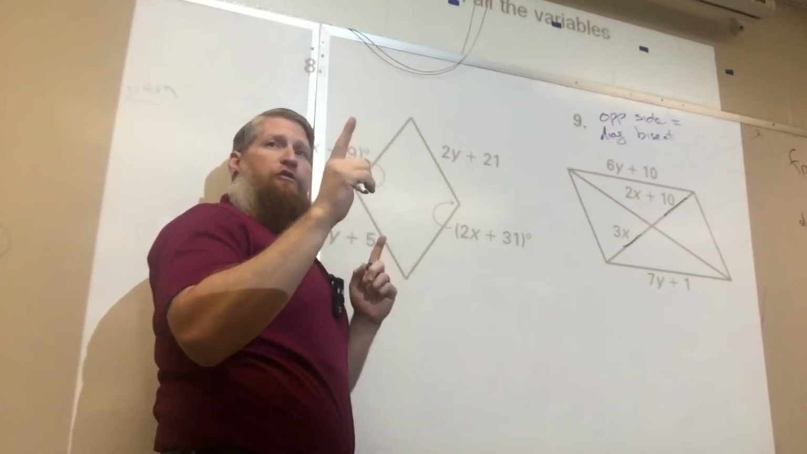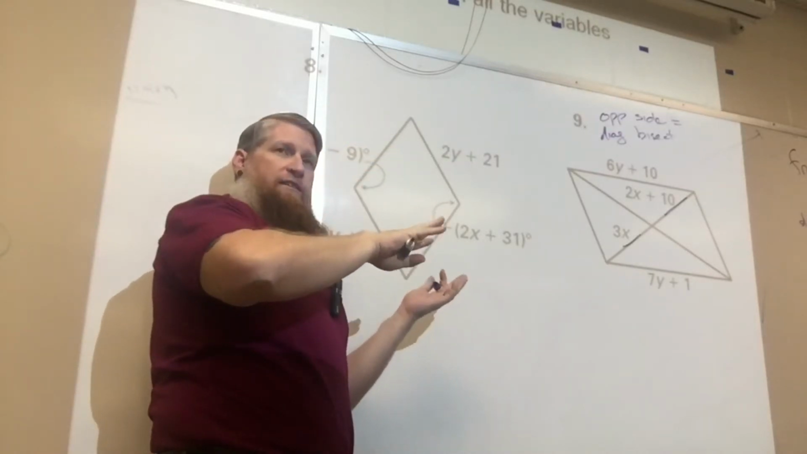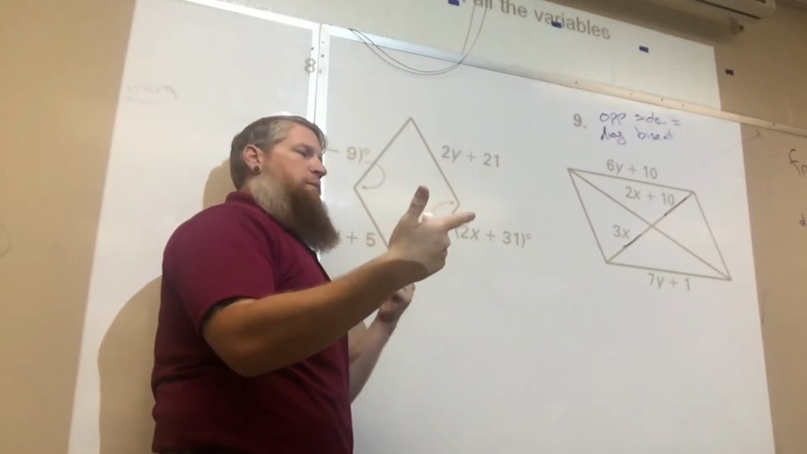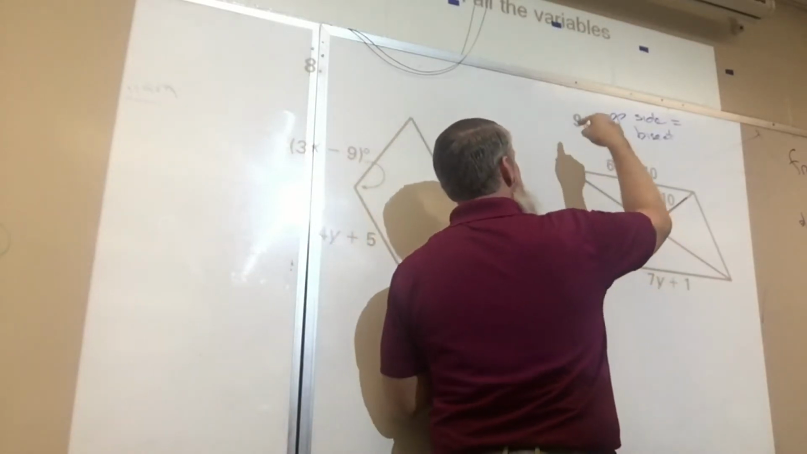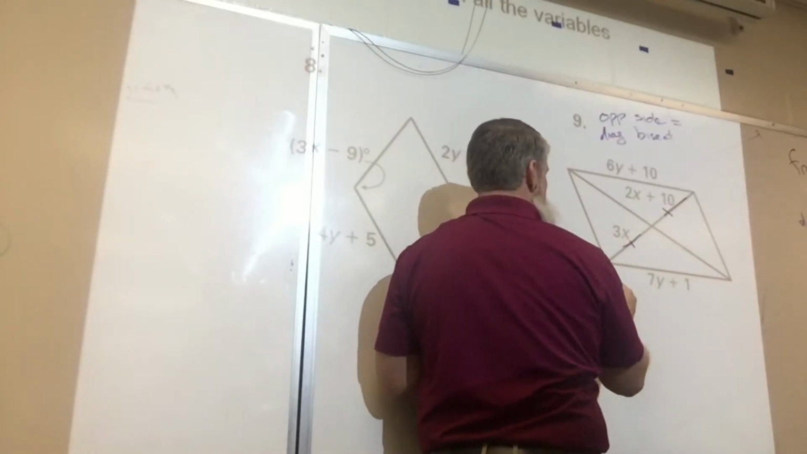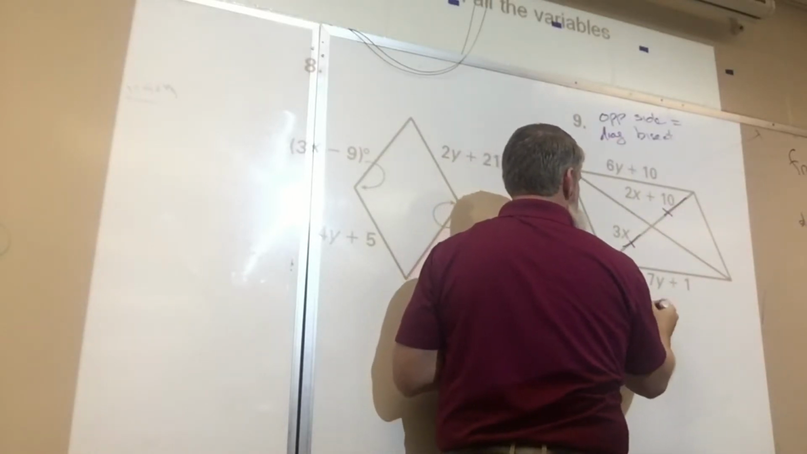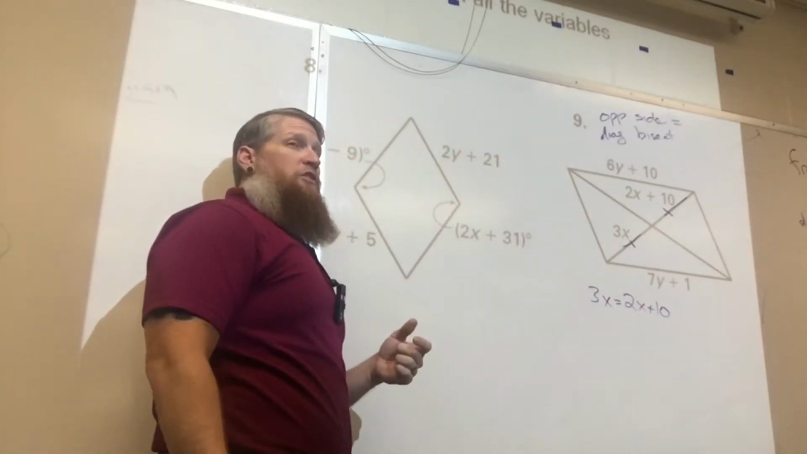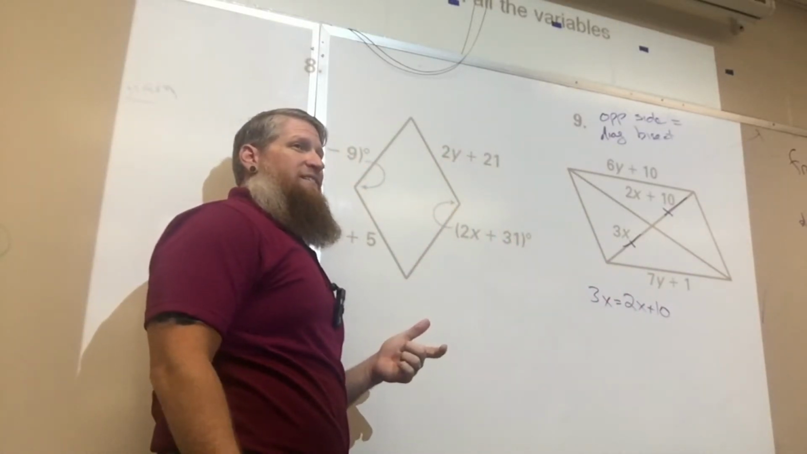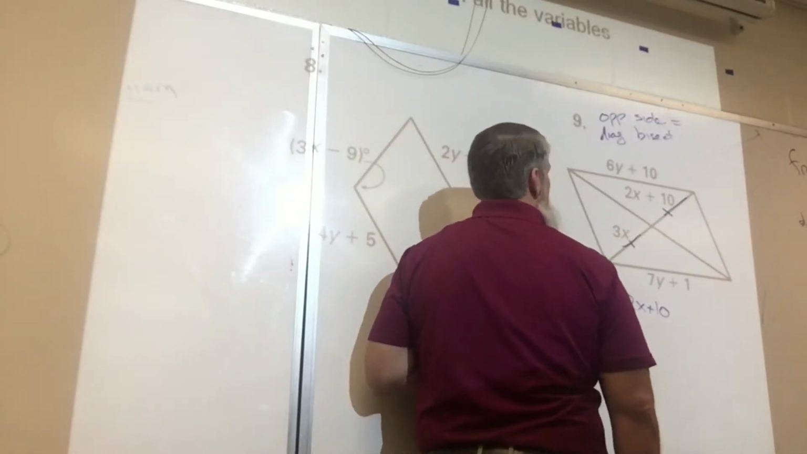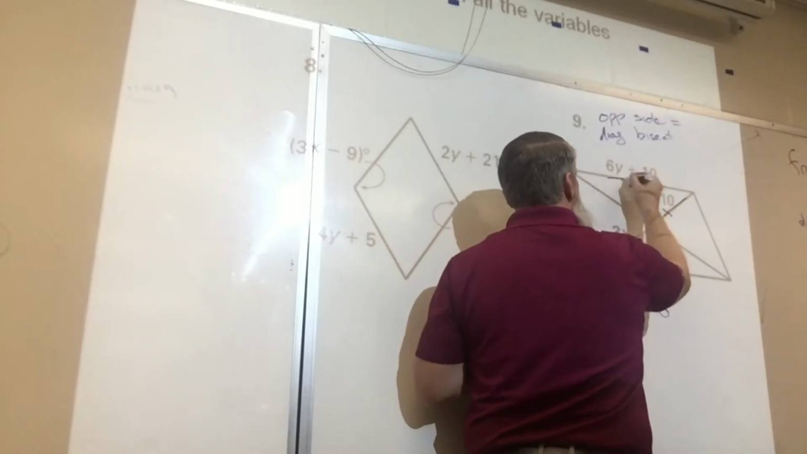All right, so for the value for x, if I were to set up an equation, the 3x and the 2x plus 10 are both on the diagonal. Since this is a parallelogram, the diagonals are going to bisect each other, so I know that those two should be equal. You should be able to solve that equation, yeah? What do you get, x equals what? Yay.